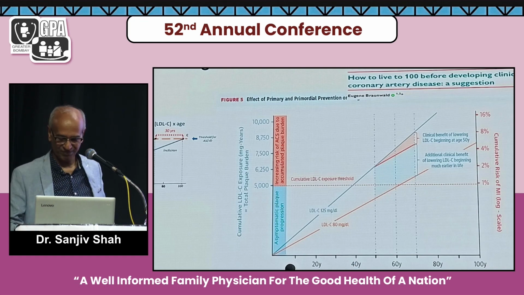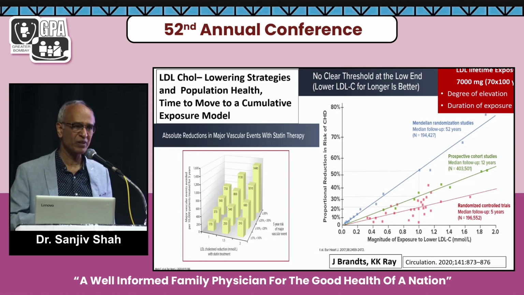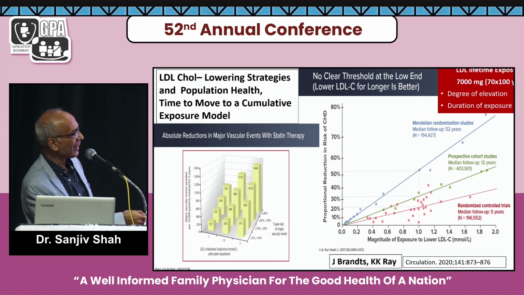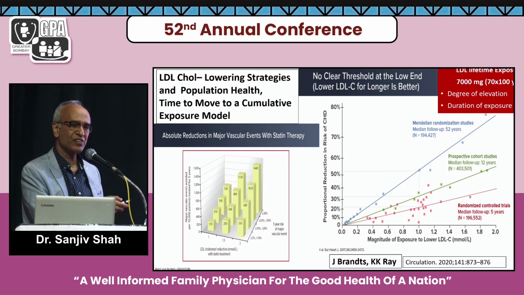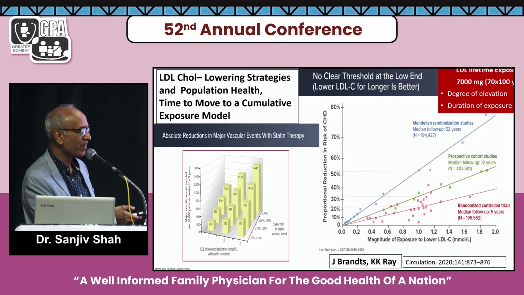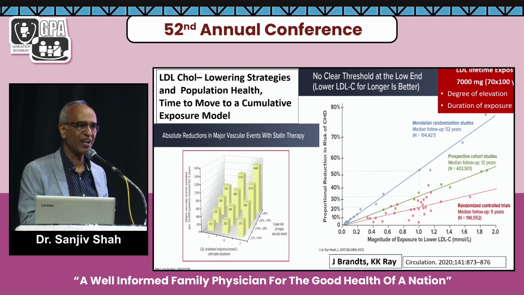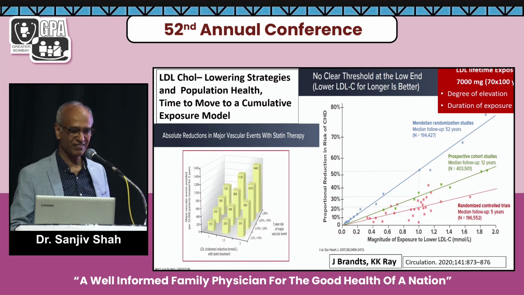LDL 125. Kausik Ray in the UK and Brandt have written just a 2-page beautiful paper. Somebody should read it. This is lifetime exposure, 7,000: degree of elevation and duration of exposure. This is all the clinical trials, including Mendelian studies of 52 years, 194,000, magnitude of exposure. With statin adherence, where people take 25% less than the recommended dose, we can hardly prevent cardiac disease. But if people do manage to have LDL below 70, rest assured that CV events are likely to be fewer. Lower the LDL, better. Earlier initiated, better.